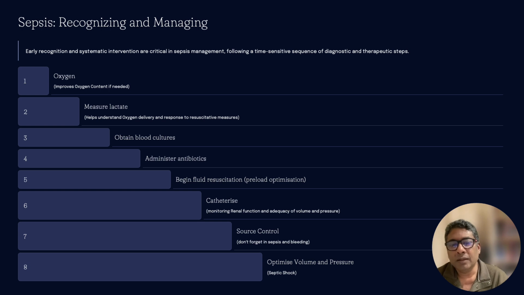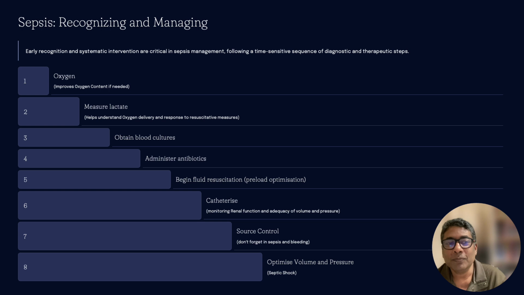And source control. That's one thing. If you look at the sepsis 6, I think all that gets covered, but source control is often not thought about, which, I believe, is one of the most important things. And as a result, I see a lot of junior doctors stopping at 6 but not thinking through source control. So I would request you to think through source control. Don't forget source control in sepsis and bleeding. Even in bleeding, you do everything, but if you don't think about controlling the source of the bleed, then it would result in problems. And the eighth one is optimize volume and pressure.